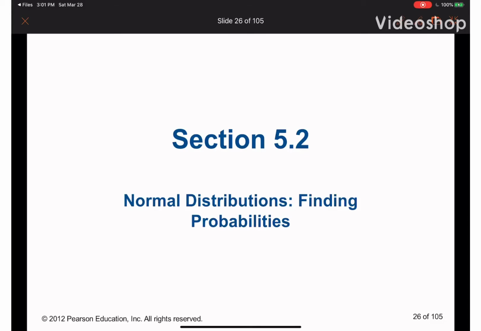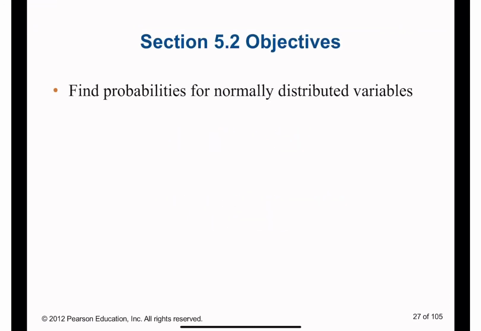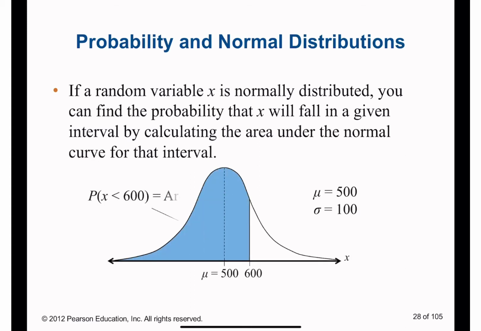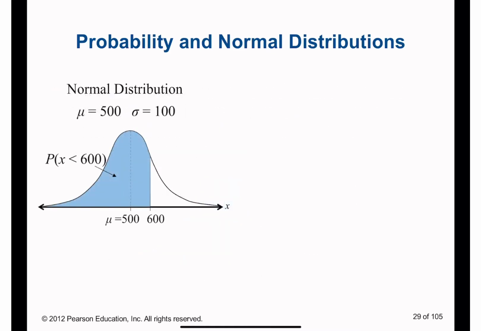Okay, we are going to continue section 5.2, finding probabilities, because that's exactly what we were doing, working with tables. So find probability, normal distribution, distributed values, and we are going to learn how to work with the normal distribution, and based on probability find the z-score.